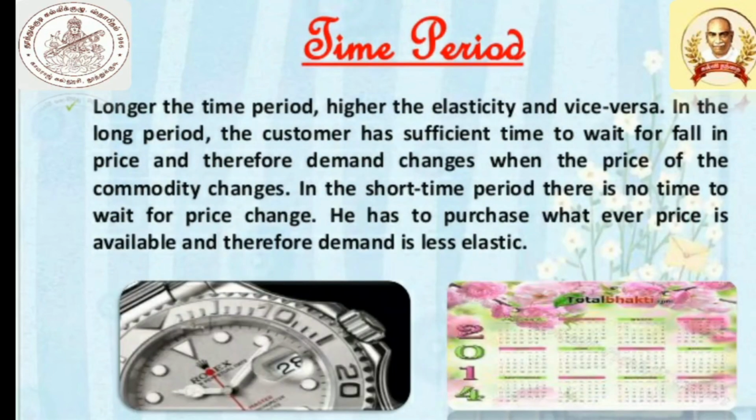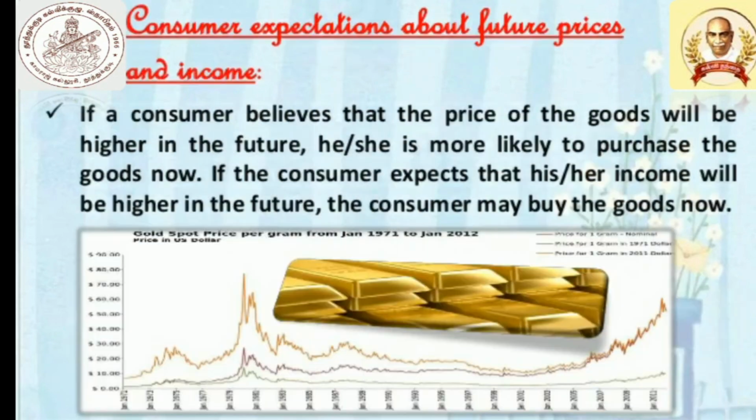Next, time period. The longer the time period, the higher the elasticity, and vice versa. In the long period, the consumer has sufficient time to wait for a fall in price, and therefore demand changes when the price of a commodity changes. In the short time period, there is no time to wait for a price change. He has to purchase at whatever price is available, and therefore demand is less elastic.